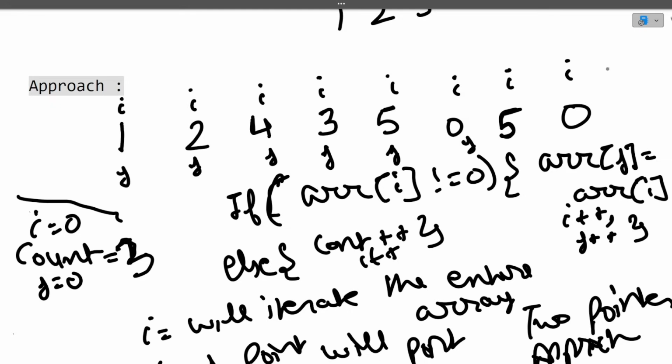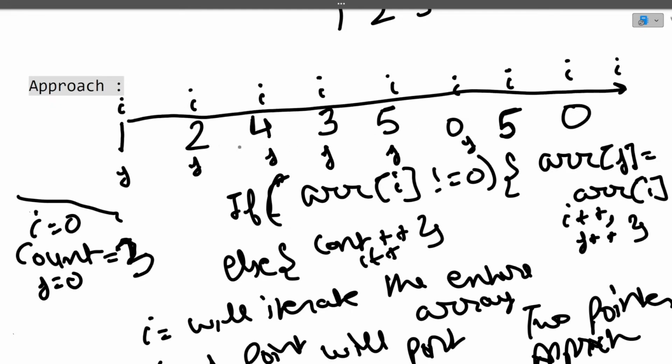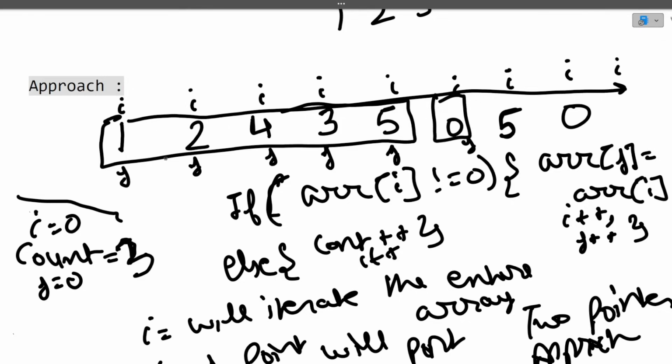And after we have encountered 0, i will go here. That is, you have traversed the entire array. All the non-zero elements are already present in the front of the array: 1, 2, 4, 3, 5, keeping their position preserved. Now see, where is j? j is present where the next non-zero element should be present. So j is currently pointing to here, and i has gone out of the loop.